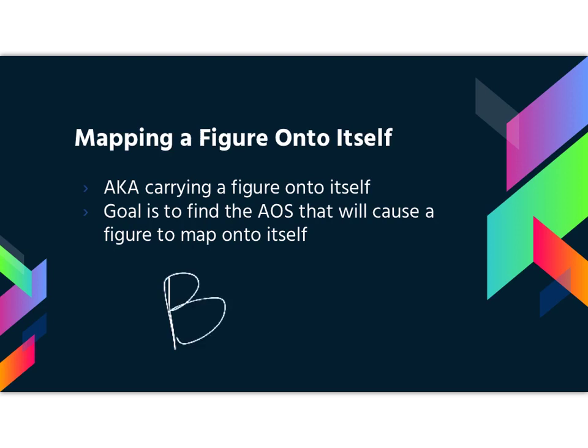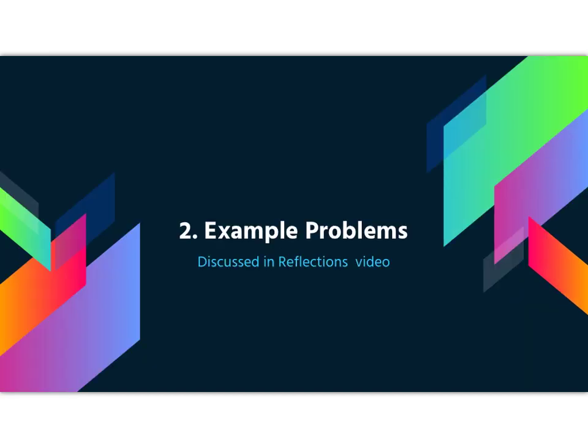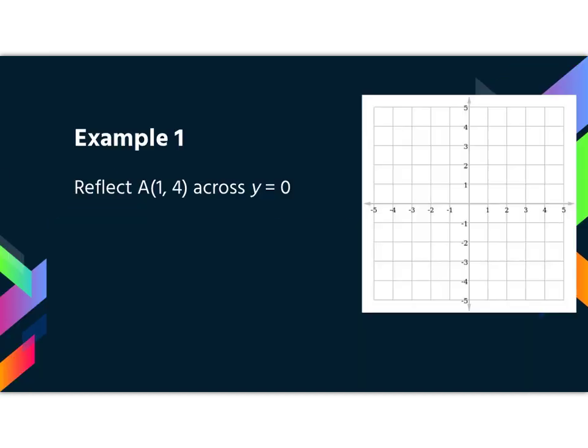Assuming that I drew this perfectly symmetrical, we can see that a horizontal axis of symmetry would cause the B to reflect over onto itself, right? Because if you reflect over, this part would map perfectly onto this part and vice versa. Now we're going to do a few example problems.